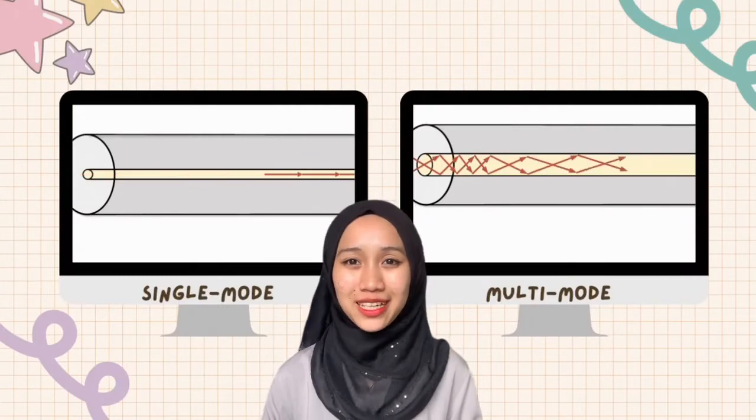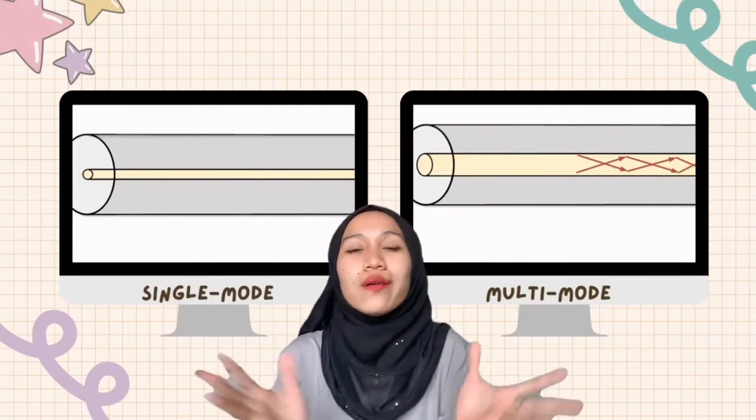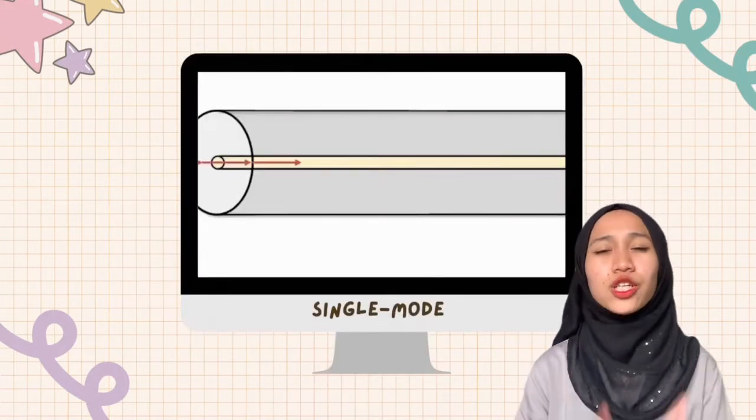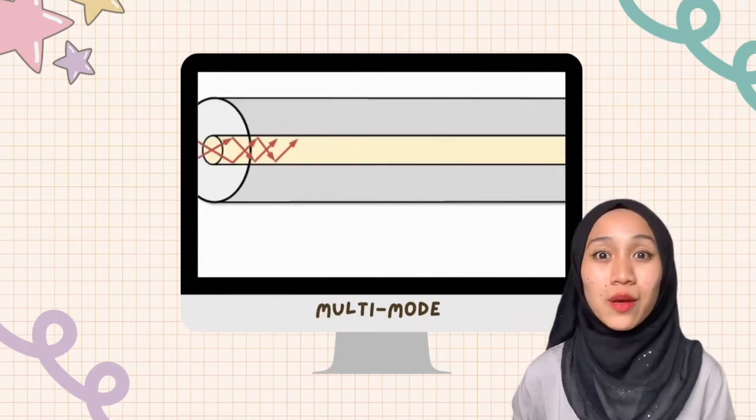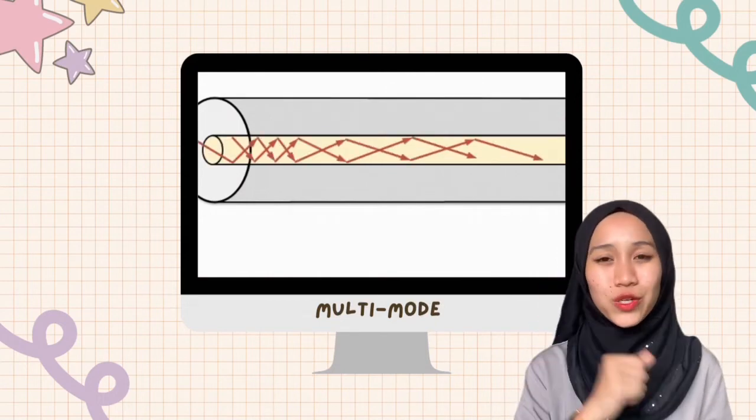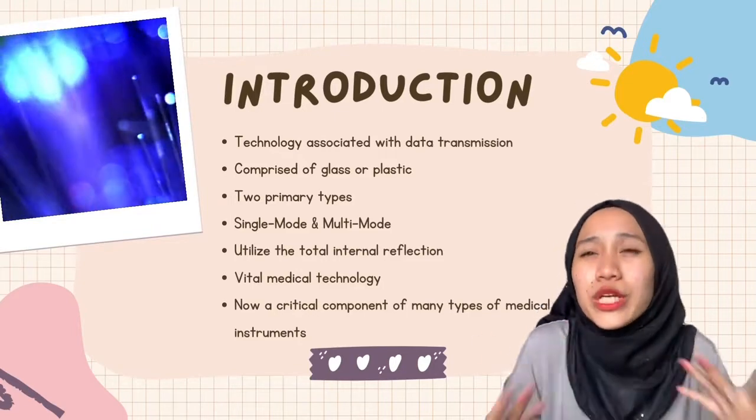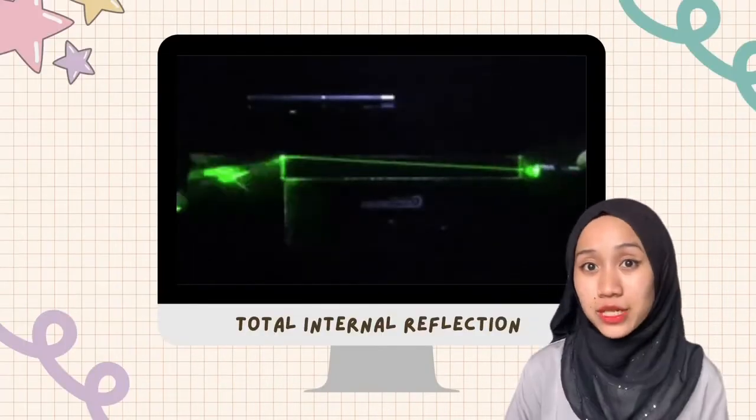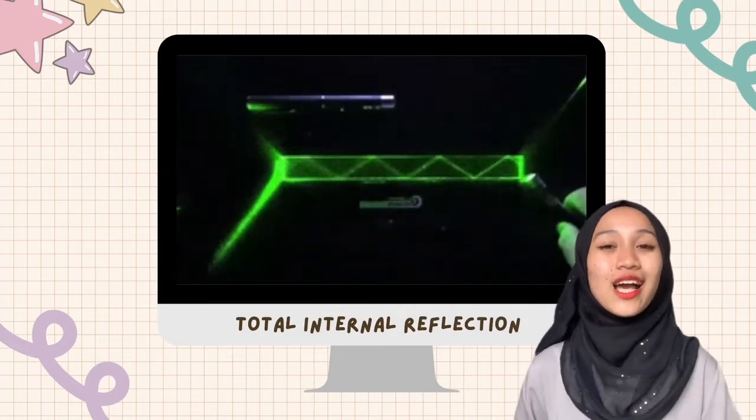For your information, there are two primary types of fiber. Each has a wide range of applications. These are single-mode fiber, which only has one route via a much smaller core, and multi-mode fiber, which has a big core and allows for several channels through the fiber. You must be wondering how optical fiber works. Basically, optical fibers utilize the total internal reflection optical concept.